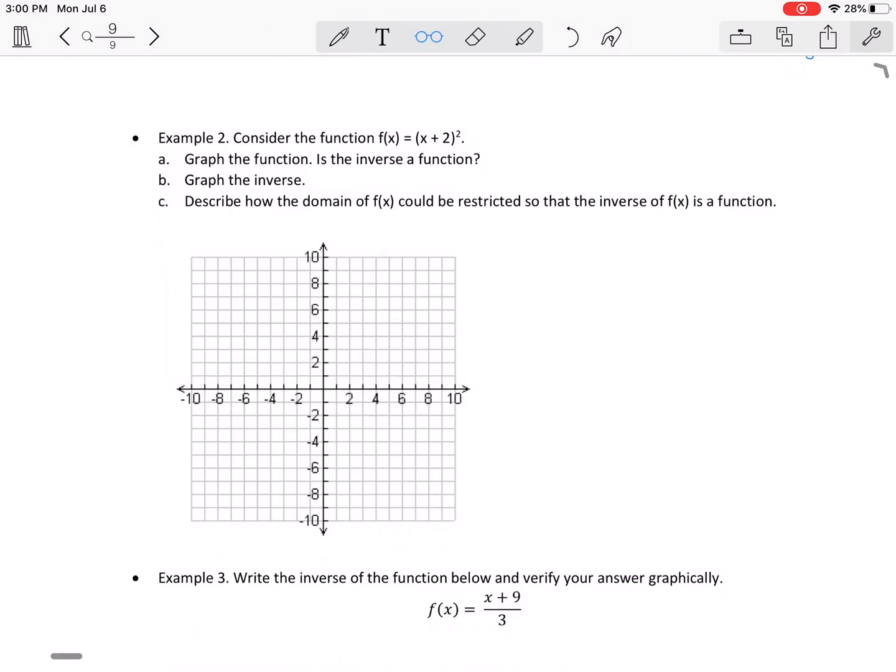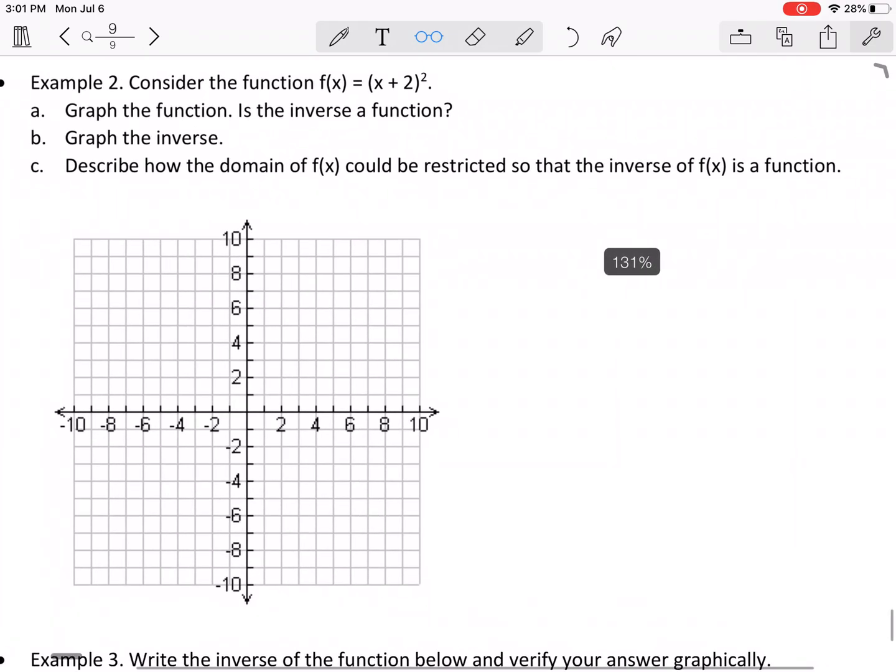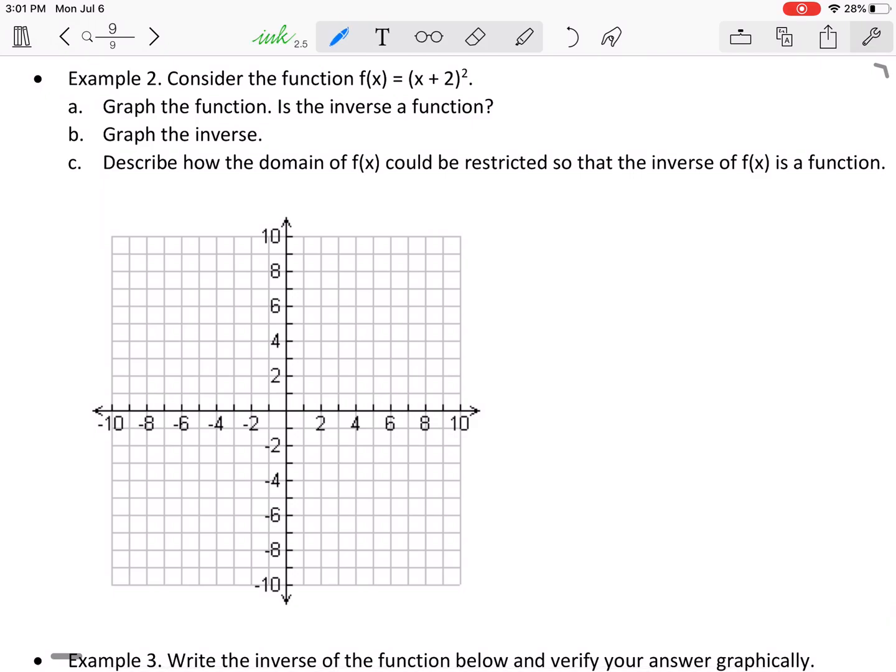Okay, let's look at this one here. So we've got (x plus 2) squared, and we want to graph this function here. So you can use a table of values for the regular function. Okay, so let's use 0. If x is 0, y is going to be 4.